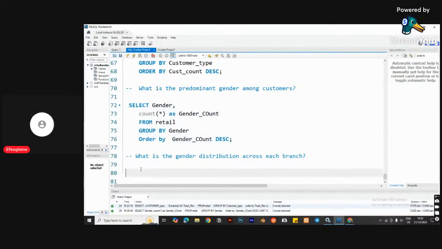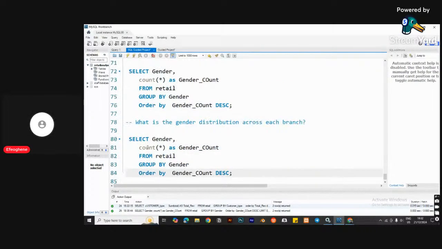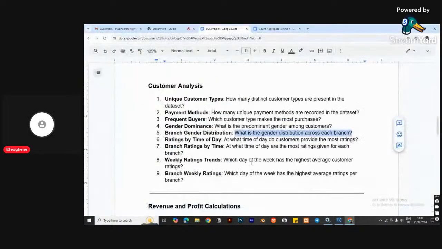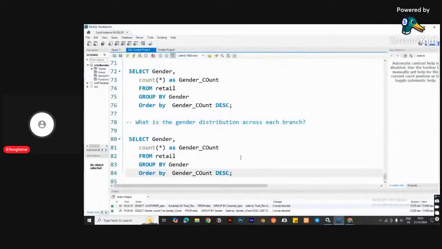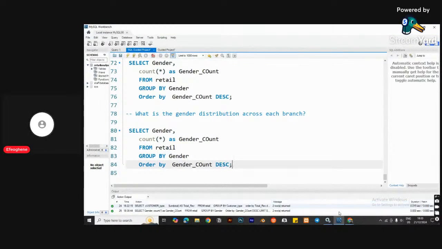So you see, customer analysis is more like KYC, know your customers. These are important if you are going to work in the sales sector, business, or if you are working with transactions, accounting. You will get to ask questions like this. This is what companies do. Know your customers. So I just copied that question out. What is gender distribution across? Okay.